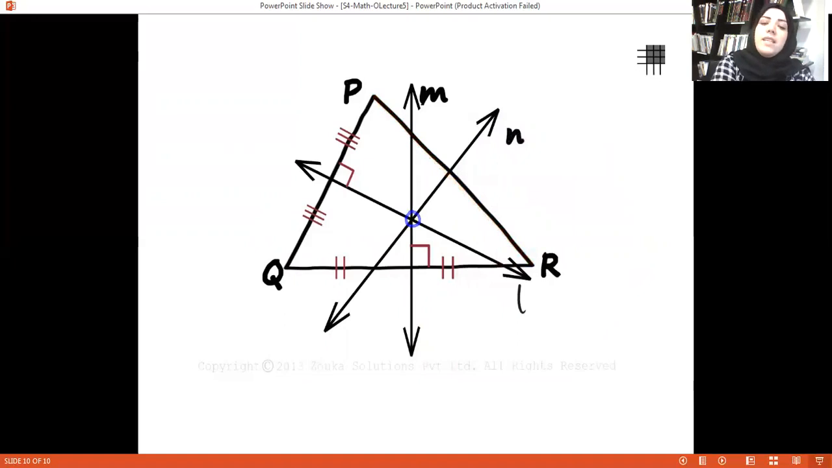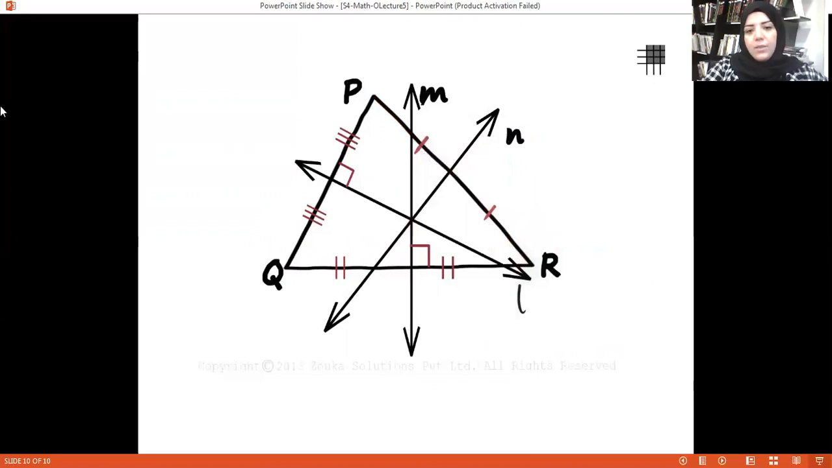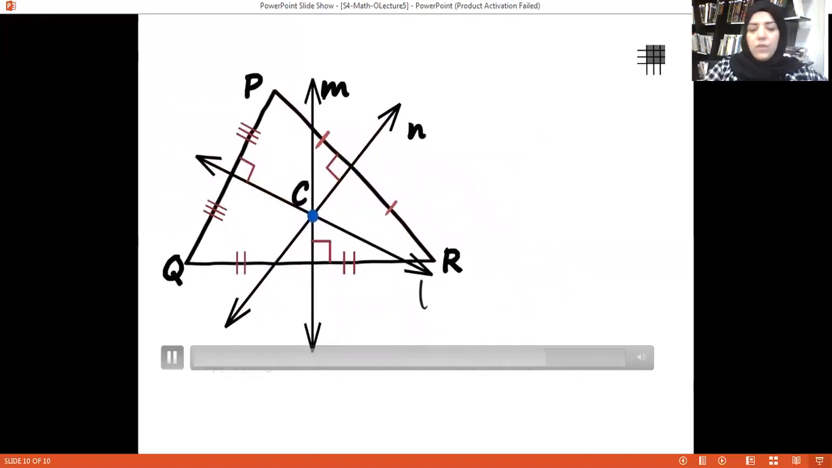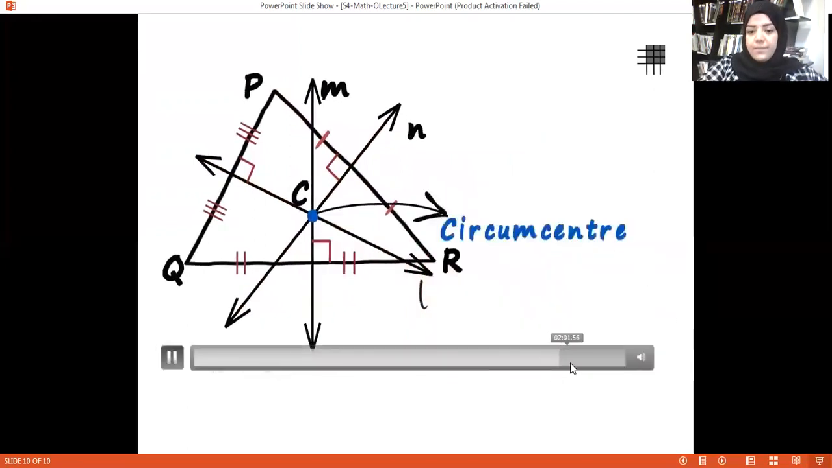Also, as you can see, the three perpendicular bisectors meet at a point. And this point we call the circumcenter, because it's the point where I can draw a circle that passes around the triangle. So we call it the circumcenter. Okay, I wish that it's clear.